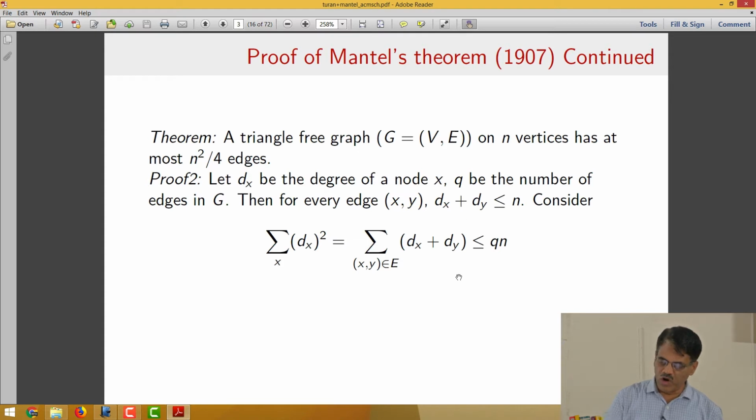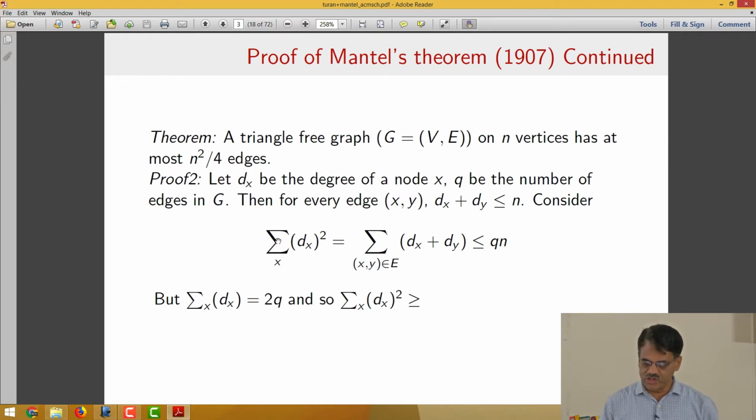So now I want to give a lower bound for summation dx square. But what do we know about summation dx? 2 into the number of edges, and so we can give a lower bound for summation dx square. This is a very, very useful inequality that shows up. Suppose you have, let's say, 2 numbers that add up to 10, and I want a lower bound for the sum of the squares. What is the minimum value for the sum of the squares of the numbers? 2 numbers add up to 10, I don't know what the 2 numbers are. It could be 4 and 6, it could be 3 and 7, it could be 5 and 5, it could be 8 and 2, whatever.